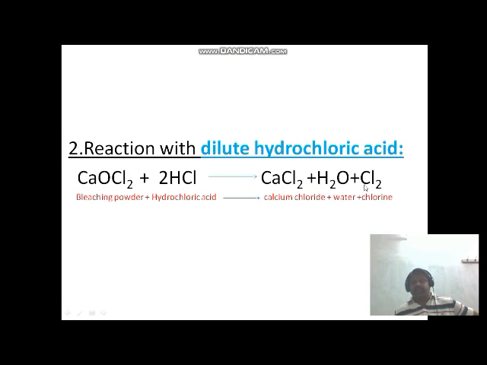water and chlorine gas. So in the previous reaction also, when it reacted with carbon dioxide, that means an acid, it gave chlorine gas. Here also, when it reacts with dilute hydrochloric acid, it gives chlorine gas. But in the previous chemical reaction, water is not formed. In this chemical reaction, water is formed.